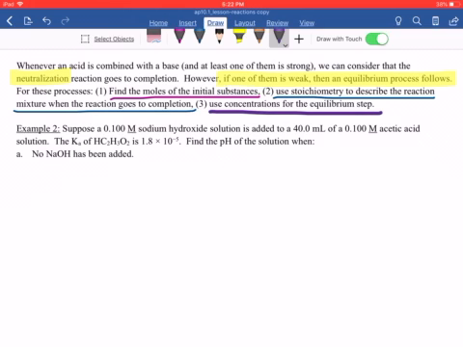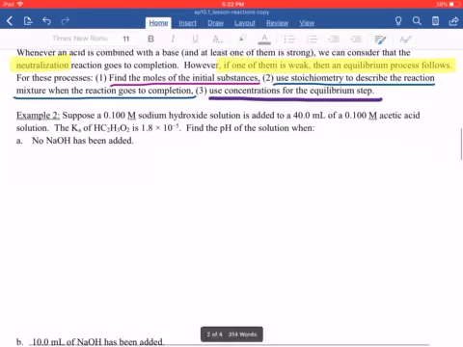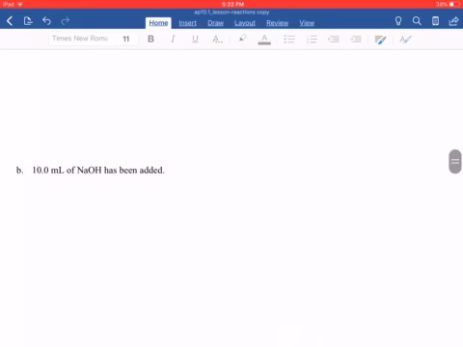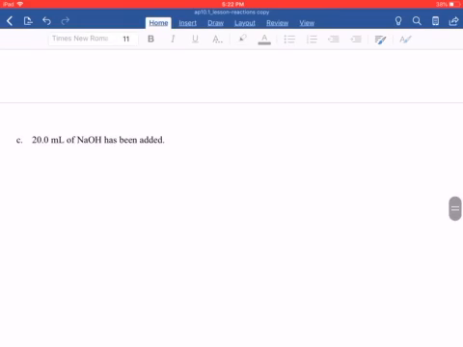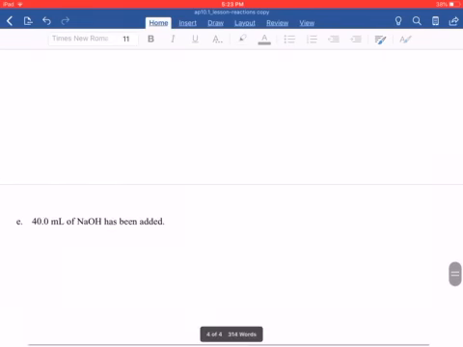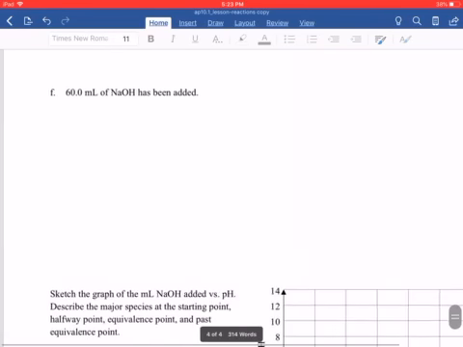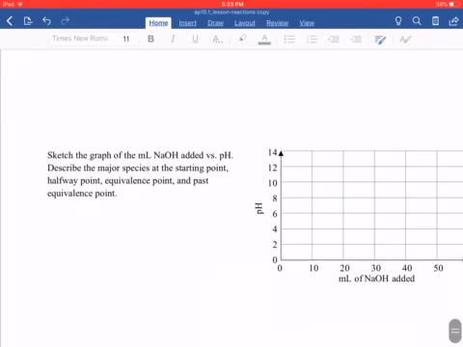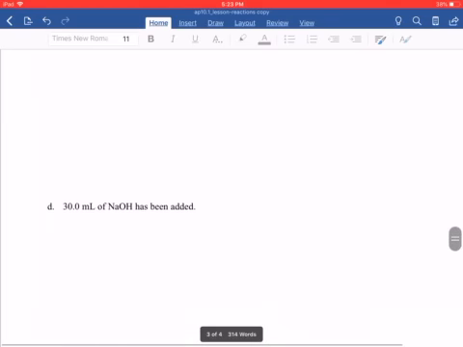So example 2, it says, suppose a 0.1 molarity sodium hydroxide solution is added to a 40 milliliter of a 0.1 molarity acetic acid solution. The Ka of acetic acid is 1.8 times 10 to the negative 5th. Find the pH of the solution when, and then there's a whole bunch of scenarios that follow. For part A, no sodium hydroxide has been added, 10 milliliters of sodium hydroxide has been added, 20 milliliters has been added, 30 milliliters, 40 milliliters, and then part F is 60 milliliters. And after we've done all that, we want to sketch the graph to see how it looks.